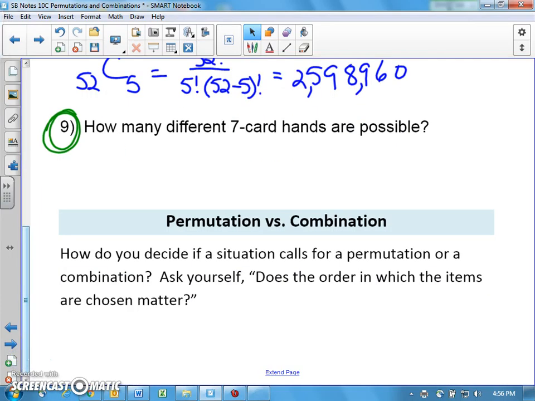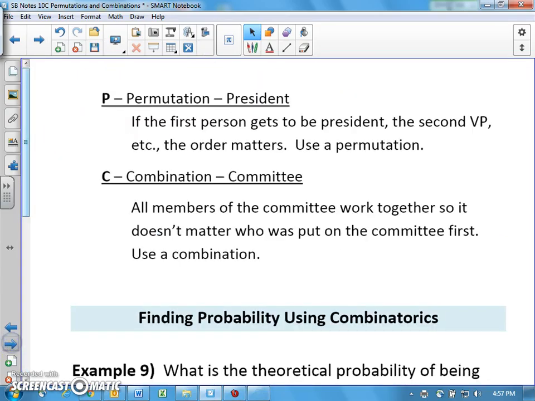Good. Okay, so the last part I want to talk about today is the permutation versus combination. Some of the harder things to do on this is to decide which one to use, because if you noticed with the calculator, you have to choose the right button because it'll calculate it differently. So how do you decide if a situation calls for a permutation or a combination? Well, the question to ask yourself is, does the order matter? If the order matters, you've got a permutation.